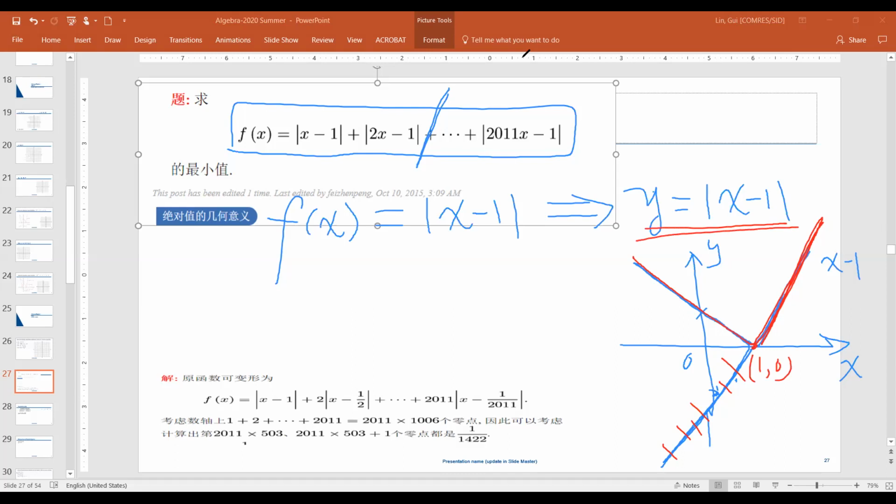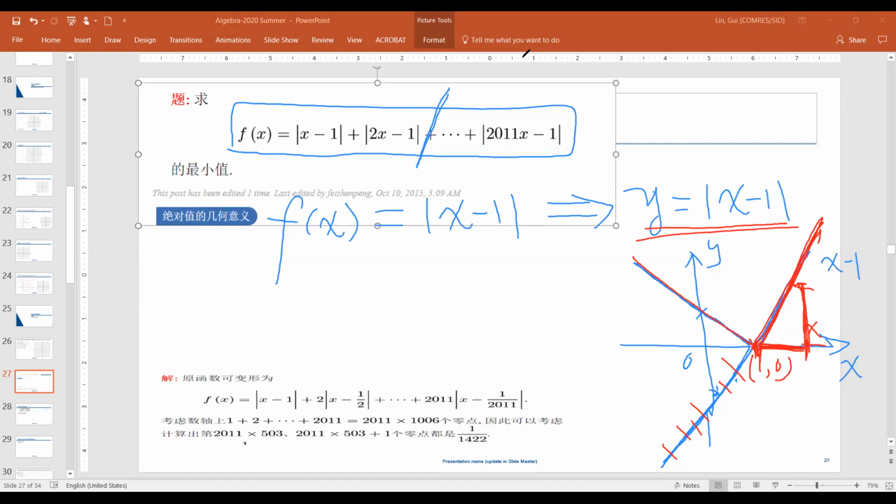When someone gives this kind of question, y equals absolute value of x minus 1, what does this mean? It means for any x, x minus 1 is this distance, right? The distance right here. And this one is also x minus 1 because the slope here is 1, right? So this part and this part are the same.